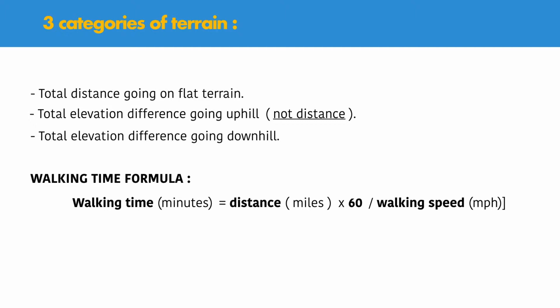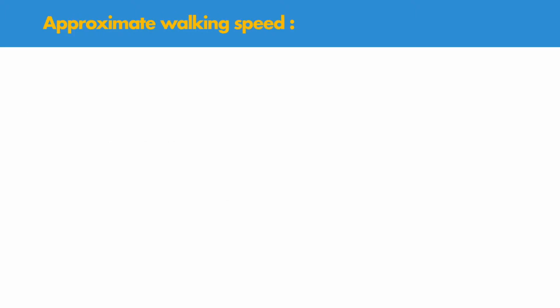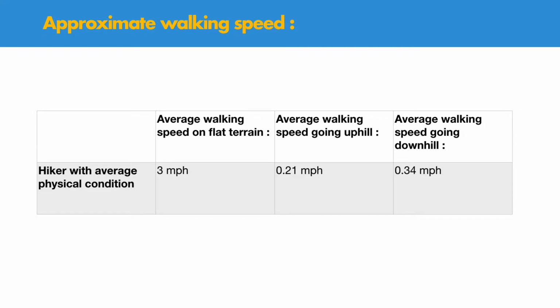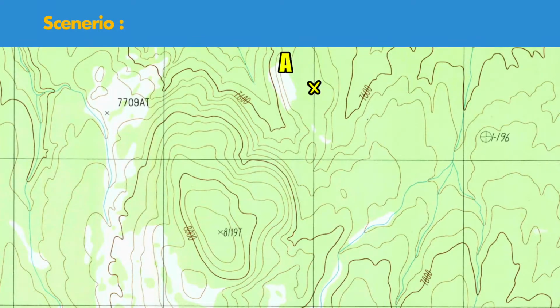If you are new and you don't know your walking speed on each type of terrain, flat, uphill or downhill, you can get an approximate idea from this table. These walking speeds are just averages for a hiker with a slightly overloaded backpack, hiking on an easy trail, the usual scenario for most beginners.